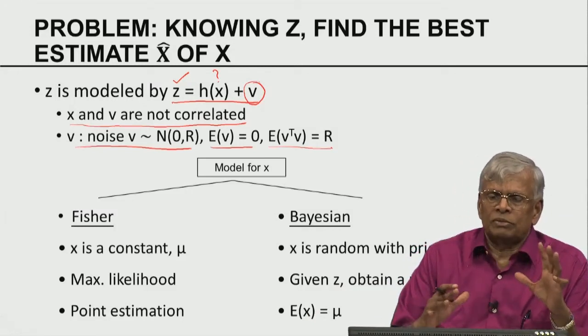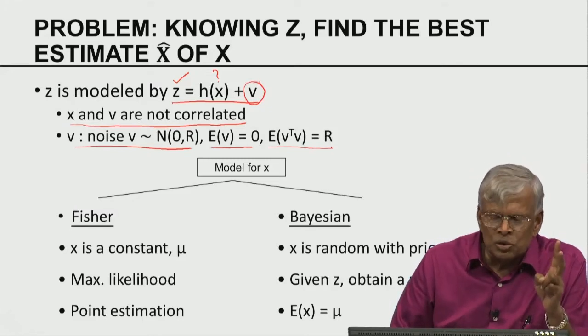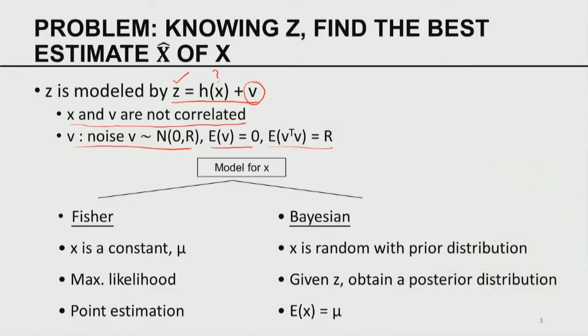If you look into the statistical literature on this stochastic estimation problem, there are two competing schools of thought. One is the Fisher school, another is the Bayesian school. Within Fisher's school, x is assumed to be a deterministic constant, mu, but unknown. Fisher developed a method called the maximum likelihood estimation technique to estimate mu. Fisher's technique can be called point estimation, because mu is a point in a vector space of dimension n, where n is the dimension of the state vector x. So I am interested in estimating an unknown value of the vector mu, and mu is a deterministic constant. So Fisher formulated this problem as a point estimation problem, and he developed a method called the maximum likelihood estimate.